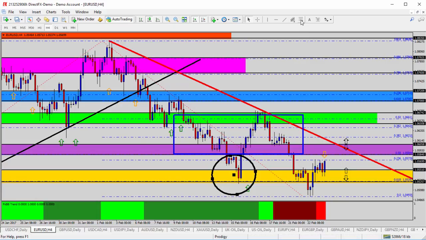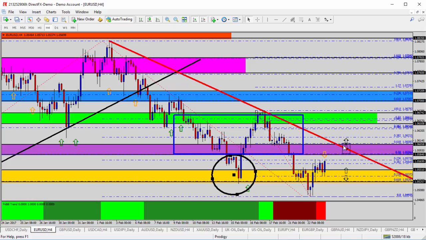Let's take one more fib. Let's take it here on the 4-hour from the last high to the current support low, and we find the 50% of that range is sitting right here at the bottom of the purple shaded area. The 618 is sitting at the top. 1.0608 is the 618 of that shorter range, sitting at the top of the purple zone.